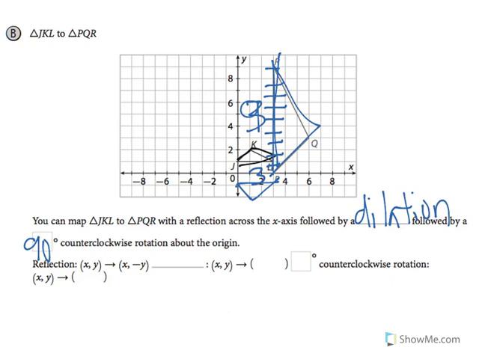Okay, so then we have a reflection, x goes to x and y goes to negative y, and then we have a dilation, so a dilation of 3, so then it would be 3 times x and 3 times y, and we have a 90-degree counterclockwise rotation. Okay.